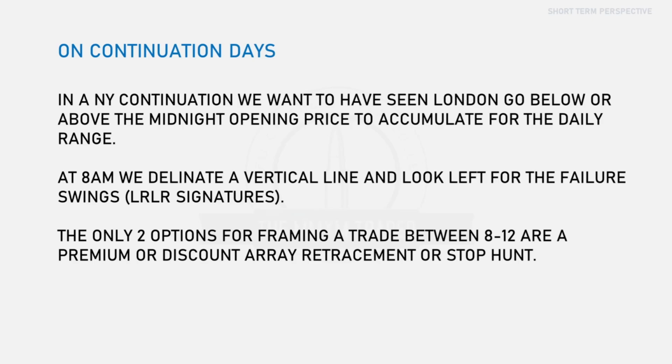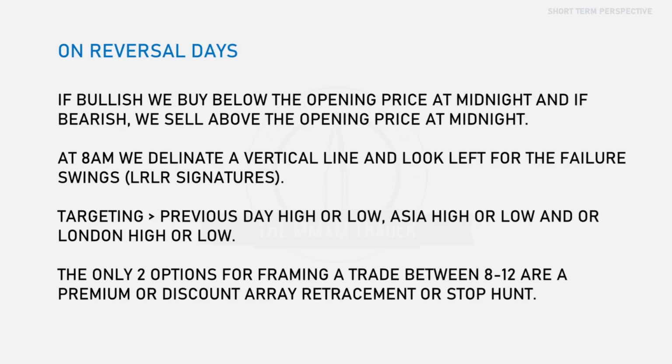So at 8 a.m. we delineate a vertical line, and when we look left for failure swings, right? Remember back into the core concepts, we've got those LRLR signatures, low resistance liquidity runs, right? Failure swings, equal highs, equal lows, trend line, and all that kind of stuff. The only two options for framing a trade between 8 and 12 are premium or discount array retracements or stop hunts. So on reversal days, if we are bullish, we want to buy below the opening price at midnight, right? And if we are bearish, we want to sell above the midnight opening price.